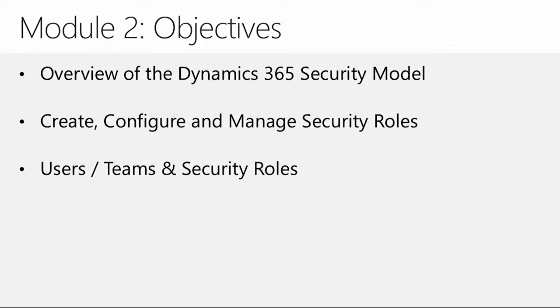And then we're also going to expand on the users and the team stuff that we talked about in the last module and really look at how they work with security roles and how the combination of having somebody be an individual user and a member of a team and then having that associated with a security role truly can give you a lot of different options around who can do what inside the application.